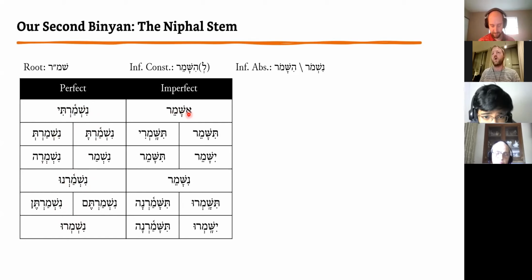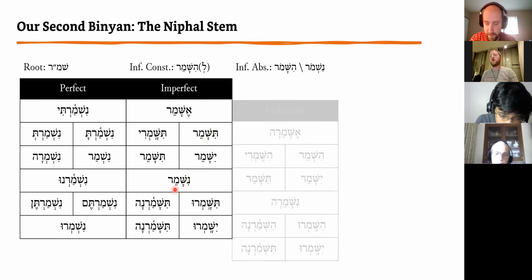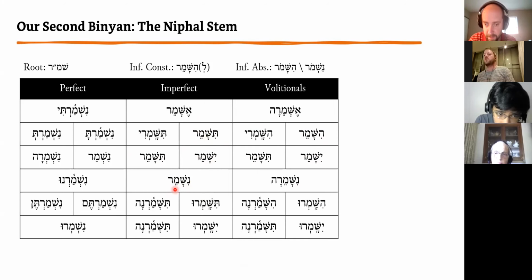Eshamer, I will be guarded, where the nifal has that nun that's assimilated in the first root. Eshamer, tishamer, tishamri, yishamer, tishamer. Okay, it generally maintains a three-syllable structure. Tishamer, yishamer, nishamer. Okay, that's basically how it works. The volitionals are similar to the imperfect, with the hey added right there.